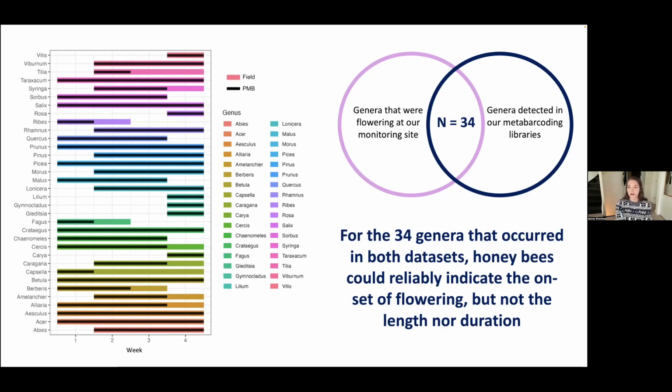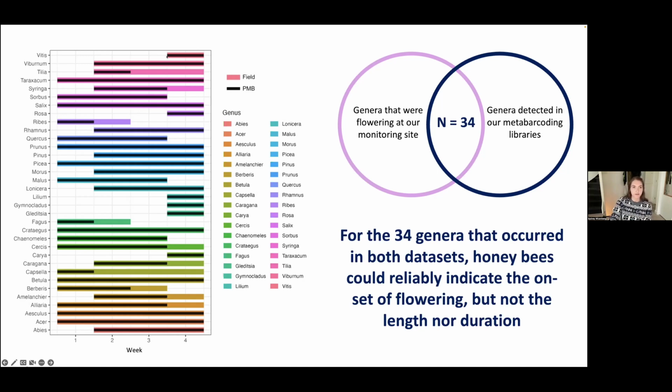But for the 34 genera that occurred in both data sets, we found that the honeybees could reliably indicate the onset of flowering, but not the length nor the duration. So in this graph on the left here, we've actually overlaid flowering time as measured in the field. So that's the colored bar. And then the black bar is when we detected pollen in our pollen samples for the 4 weeks that we were monitoring both via the honeybees and in the field.